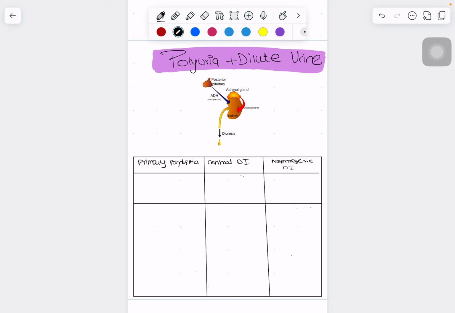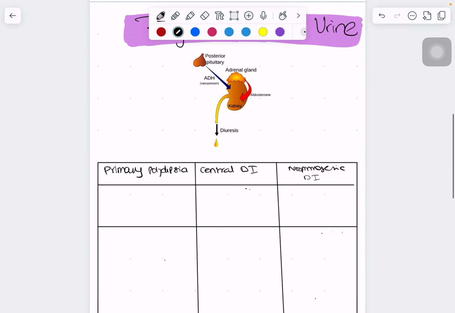Today we're going to be discussing another Step 2 CK topic, which is on polyuria and dilute urine. So if a patient comes complaining of polyuria, how do we know if this is true polyuria or not? So we get a 24-hour urine collection, and if that patient has a urine output of more than 3 liters per day, that's when we will say it is true polyuria.